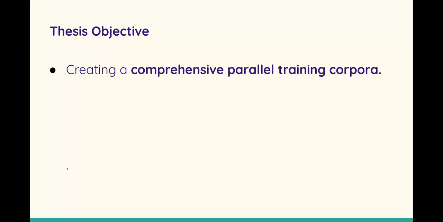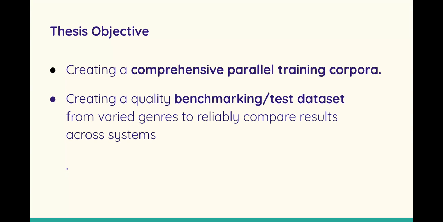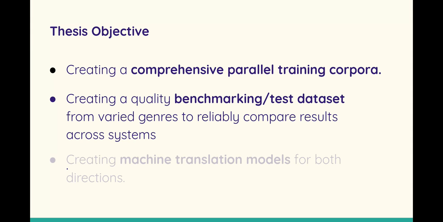Due to Bengali English being a low resource pair, existing parallel data is really low, which is again mostly erroneous. So first, we need an automatic way to generate a significant number of high-quality parallel data from comparable corpora. This is where Laser comes in. Second, on top of the existing benchmarking datasets, we need to create a quality benchmarking dataset from varied genres to reliably compare results across systems. And finally, using the accumulated data, we need to create machine translation models for both Bengali to English and English to Bengali.